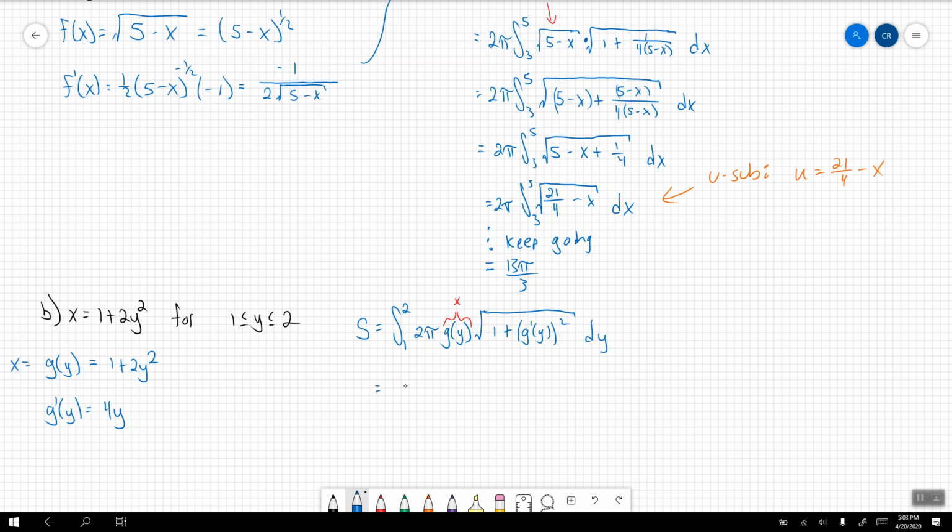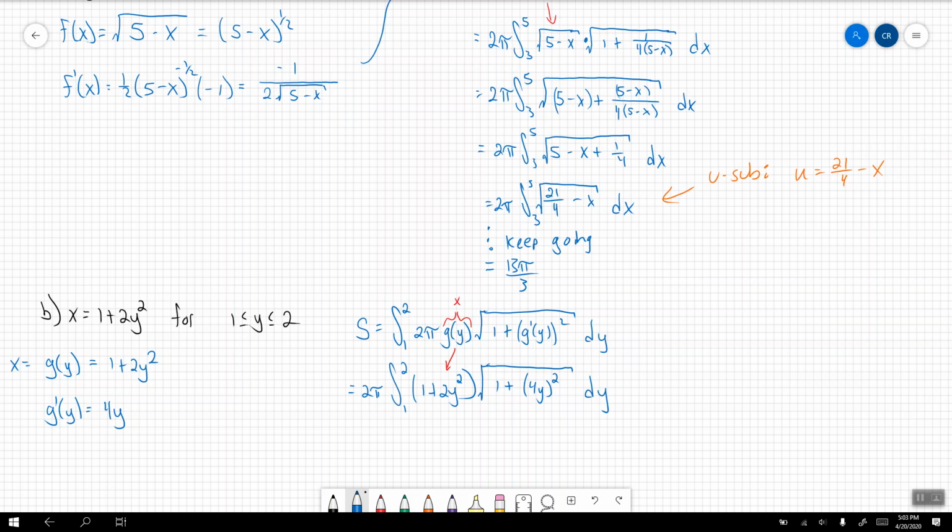So I'm going to make my substitutions here, 1 to 2. And excuse me here, because this 2 pi is a constant, so I'm going to factor that out. So 2 pi multiplied by the integral from 1 to 2. g of y, that was our 1 plus 2y squared. There we are. And now I need 1 plus this guy squared. So that's going to be 4y quantity squared, just like that. And this is all dy. There we are. It's looking good.